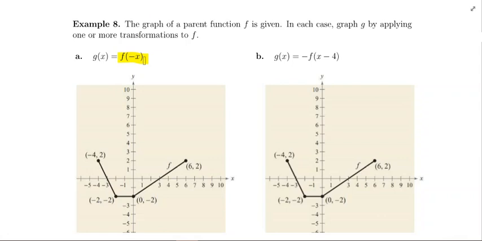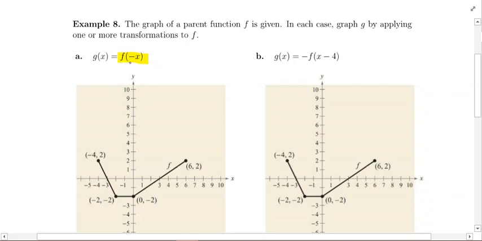So the (-4, 2), (-2, -2), (0, -2), and then (6, 2). All you have to do is, when you do the transformation, figure out where those 4 points go, and then the entire graph will move as long as you connect your new dots with the same basic shape.